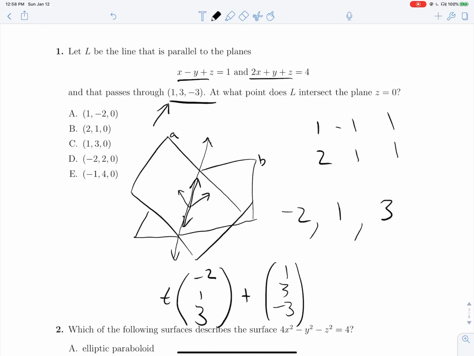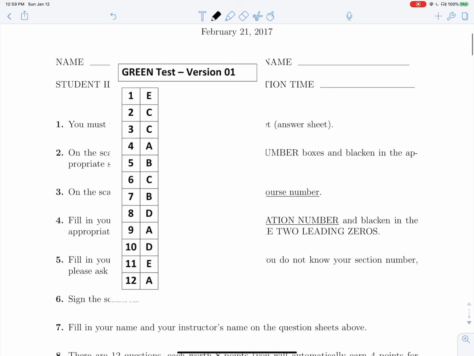And then we need to find what point this line intersects the plane z equals 0. Well, we see that when t is equal to 1, our z component is going to be 3 minus 3. So there is our value of t. So t is equal to 1, and we see that this will give us the point -1, 4, 0.